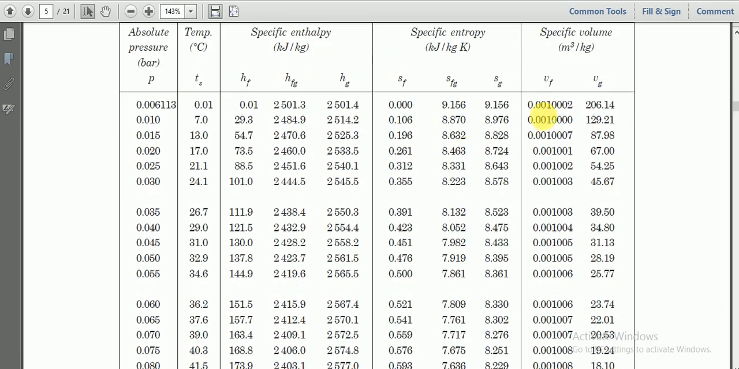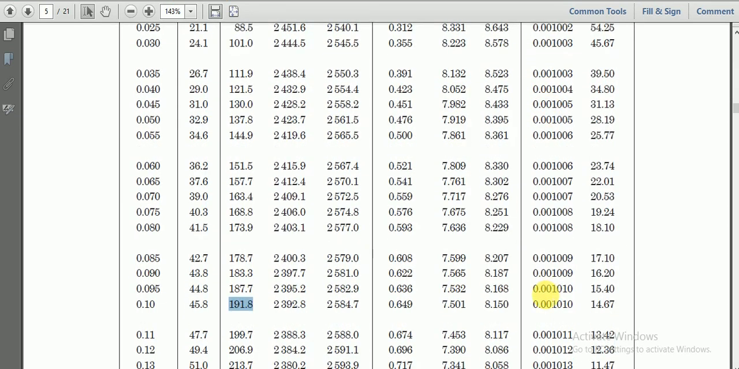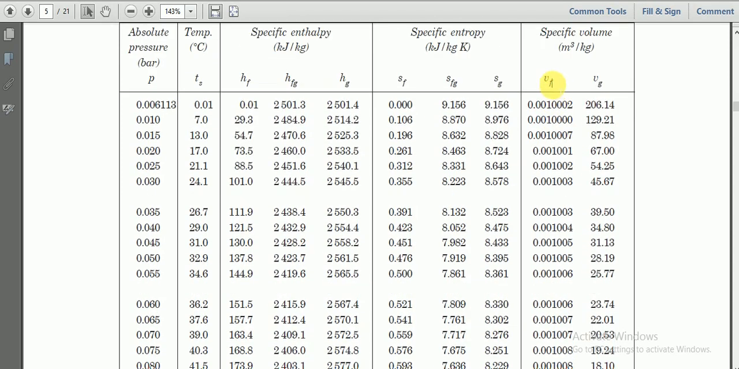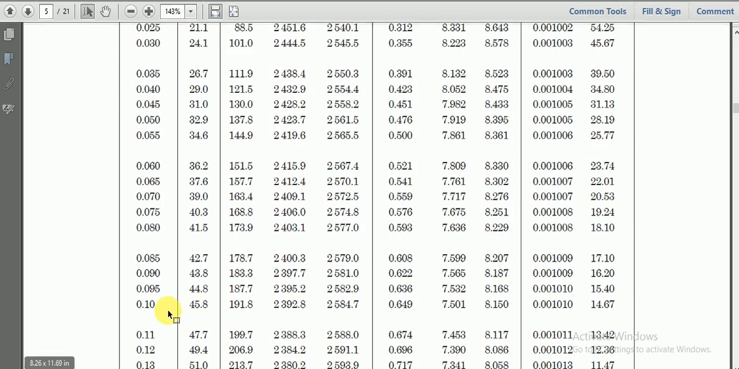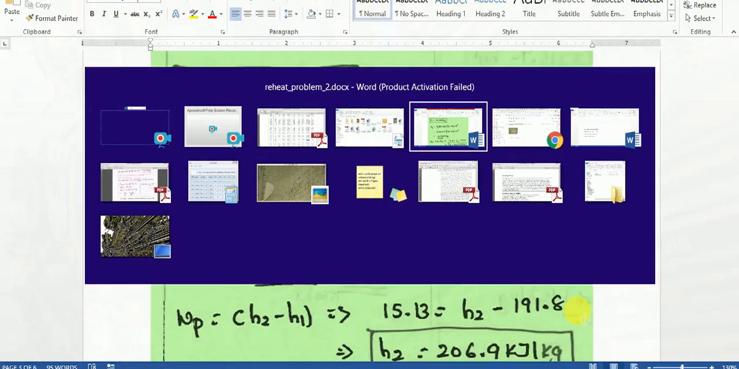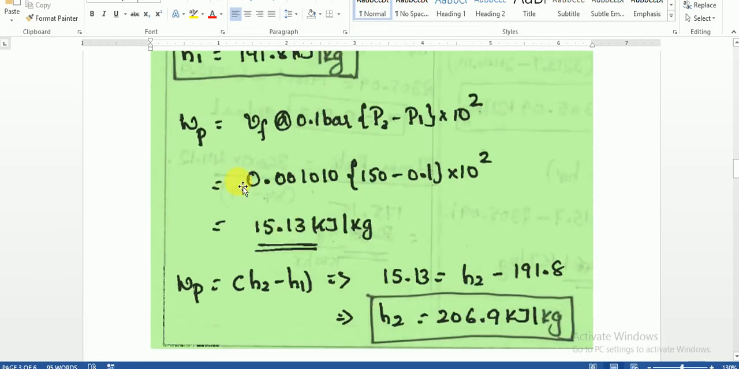The fluid is completely liquid. So at 0.1 bar, look here, the volume of the fluid is 0.001010. We will note down this value. After noting down this value, 0.001010, now note down the pressure.